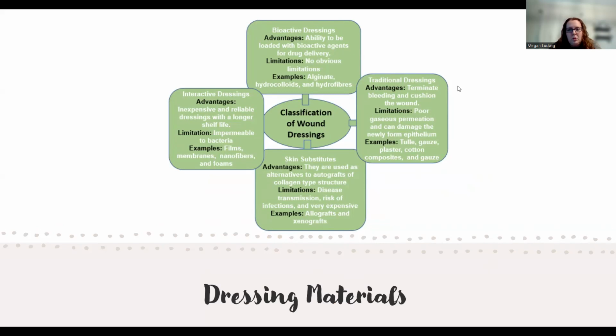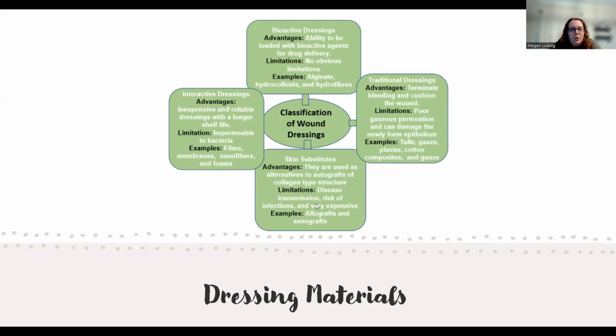So let's look at traditional, for example. Advantages. It's going to stop the bleeding. It's going to provide cushion and support. But it doesn't really allow for good gas exchange. Sometimes it could impede some healing, depending on the type, okay? So your plaster, cotton, gauzes, those are all traditional.